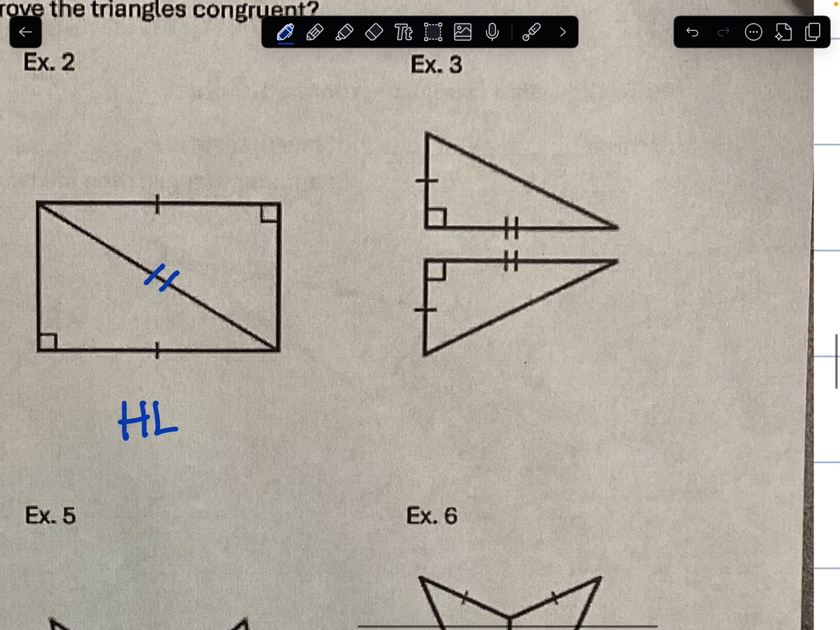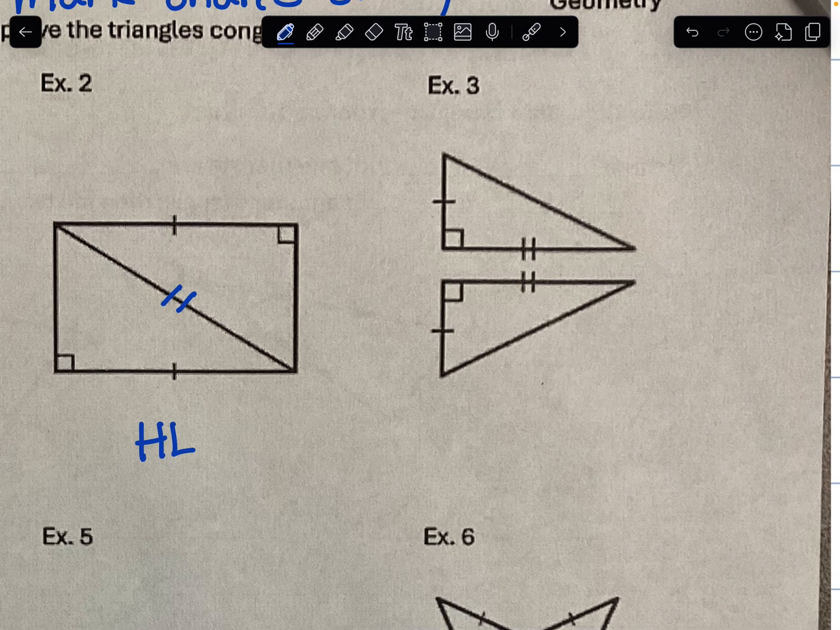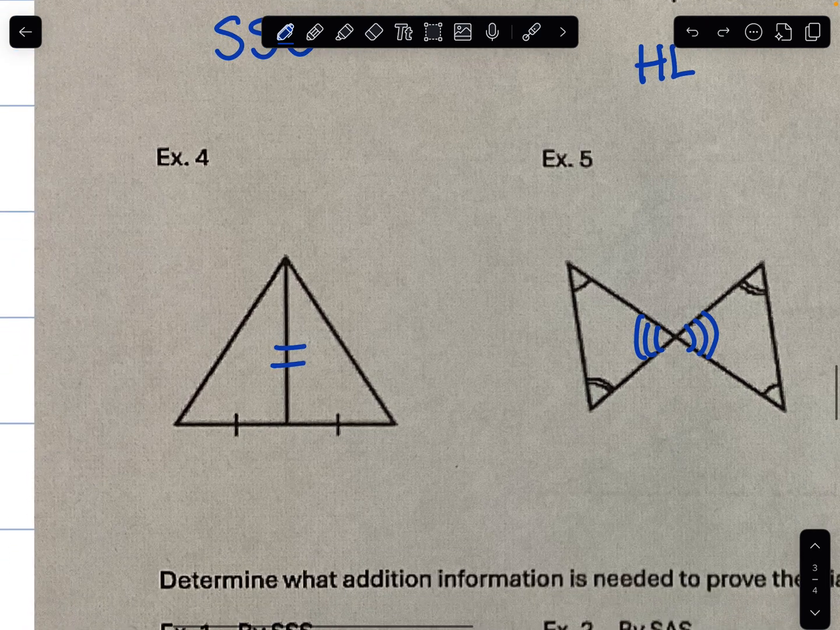Okay. What about on example 3? Side angle side. Because the angle is located where? On the leg. Between the 2 legs, yes, or just between the 2 sides that are congruent. Why can you not say hypotenuse leg here? It's not across. It doesn't include the hypotenuse, right? It would have to include that side. Okay? Everybody okay with those 3? All right. What about number 4?